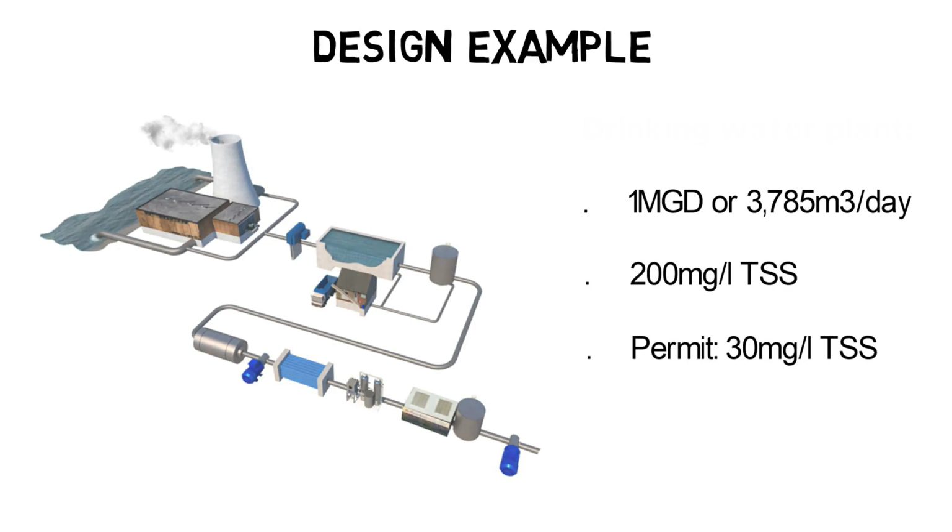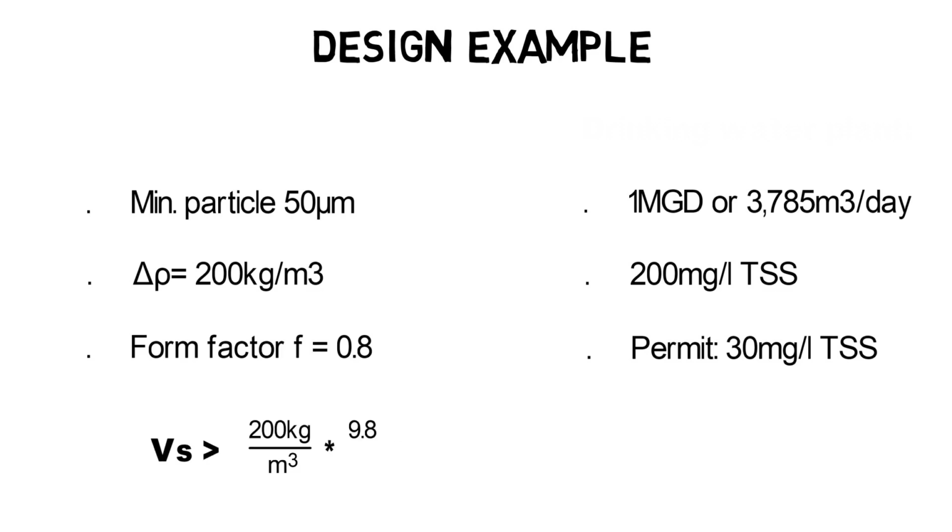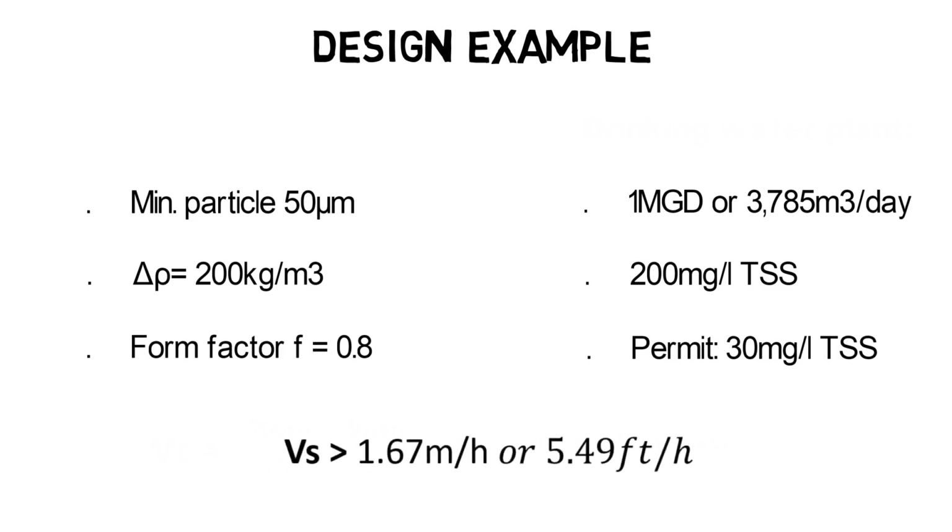In our example, we have mostly sand and gravel that needs to be removed. The minimum particle size is 50 micrometer, and the density delta between the water and the particles shall be 12.5 pounds per cubic feet, or 200 kilograms per cubic meter. Sand and gravel have a rounded shape, therefore we will use a form factor of 0.8. The resulting settling velocity has to be bigger than 1.67 meters per hour, or 5.49 feet per hour.